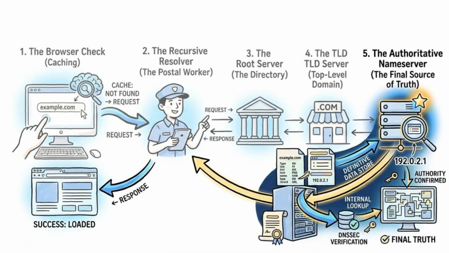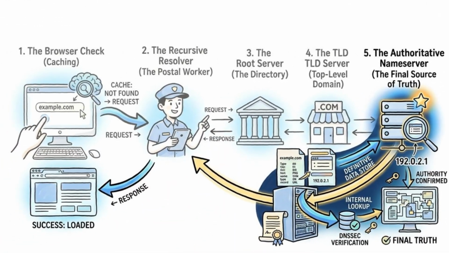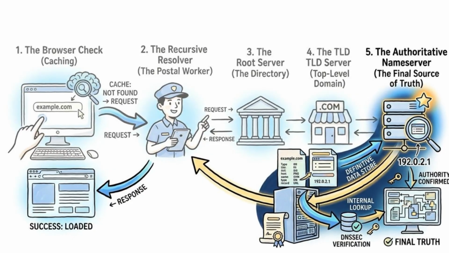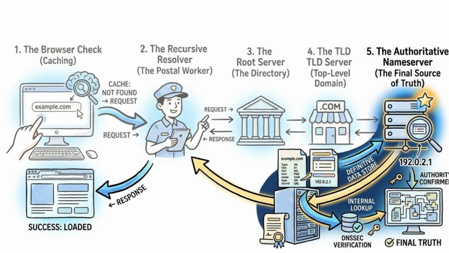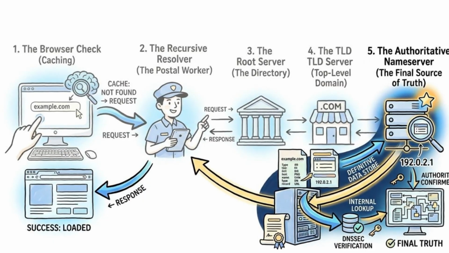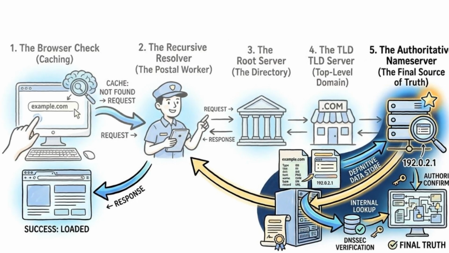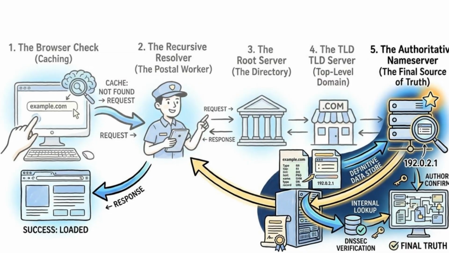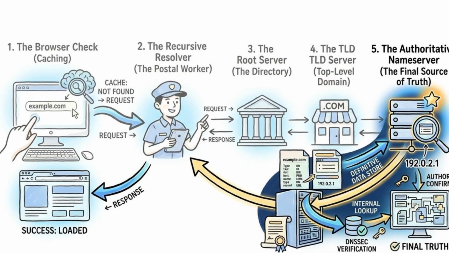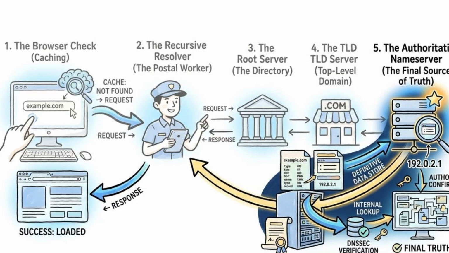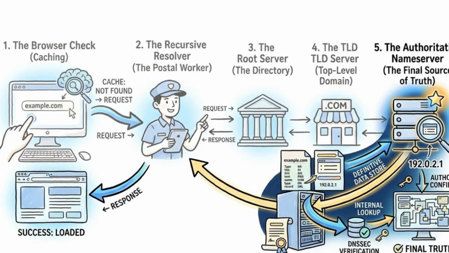The authoritative name server, the final source of truth. Finally, the librarian reaches the authoritative name server, the official phone book entry maintained by the owner of example.com. It replies, here is the exact IP address, 93.184.216.34. The librarian hands the IP address back to your browser, connects to that server, and bam, the website loads on your screen.